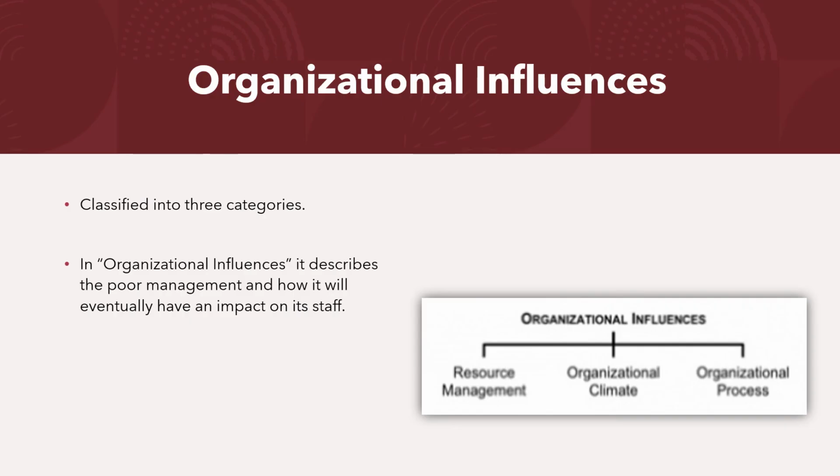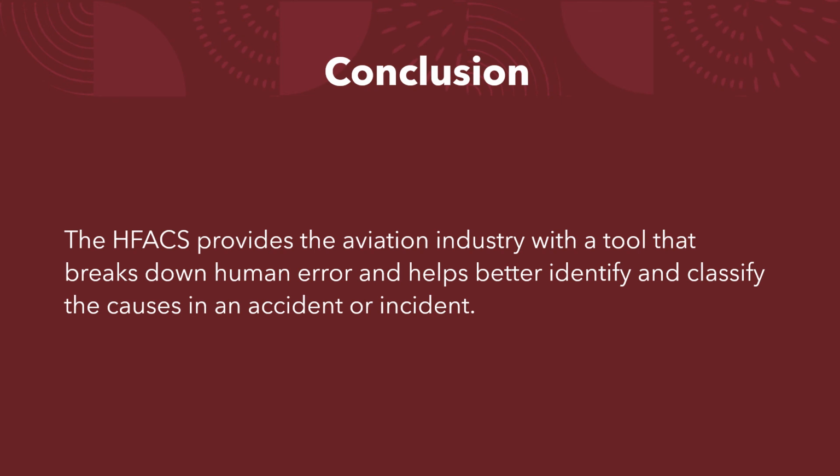The final level is organizational influences, which can be classified into three categories: resource management, organizational climate, and organizational process. These three categories interpret poor upper level management and how it can have a negative indirect effect on crew performance and system safety. Overall, the system provides the aviation industry with a tool that breaks down human error and helps better determine the cause of an incident or accident.